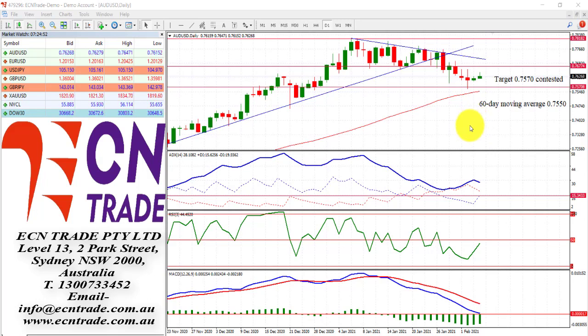Now, tomorrow we've got a handful of data coming out, and that would be the retail sales, and also we do have Governor Lowry speaking. Along with that, we have the non-farm payrolls numbers. So we've got a handful of events that could at least give a bit more volatility in the market. I'm still preferring the downside at this stage.